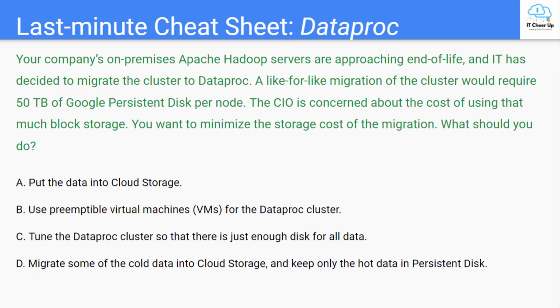This is the last question on Dataproc. Ready for the answer? The keywords of this question are minimize the storage cost of the migration. So Cloud Storage is a primary data store for GCP with HDFS compatibility. Using Cloud Storage reduces the disk requirements and saves costs. This topic is mentioned in the Dataproc last-minute cheat sheet part 2, connectors and data storage. So the correct answer is A.